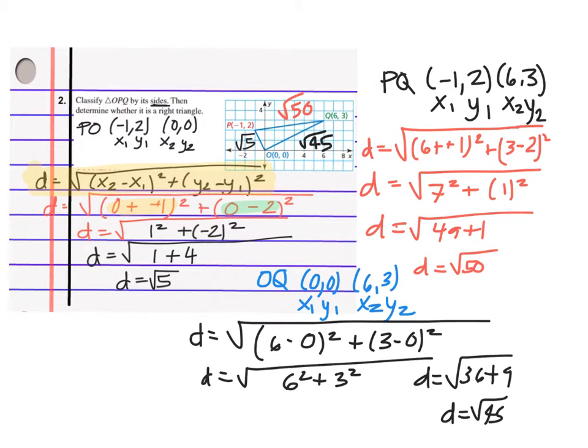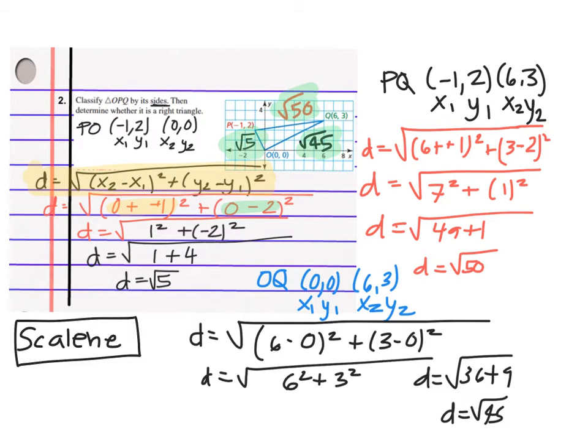So I can see right here that all three of my side lengths, I'll make them green. Square root of 50, square root of 45, square root of 5, those are all different. So this is scalene because all three sides are different. So if I classify this triangle, it is scalene.